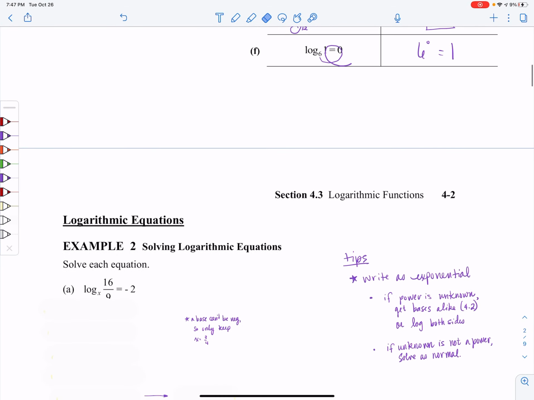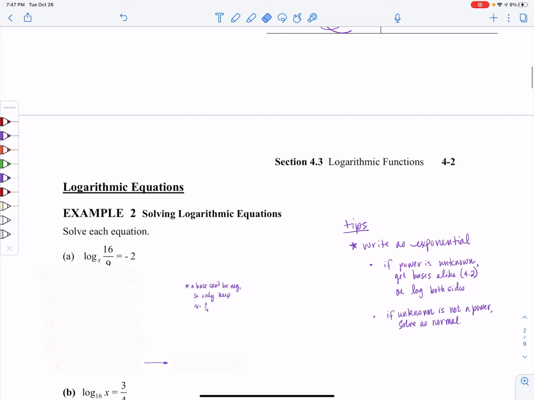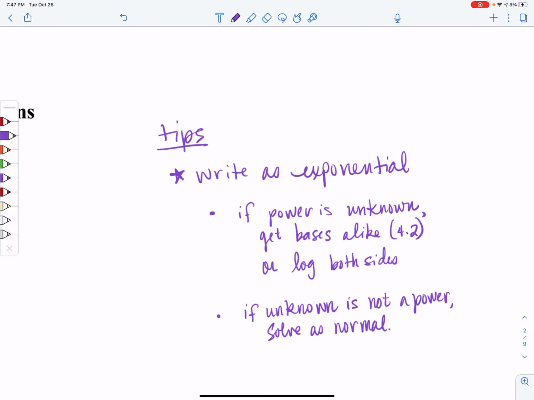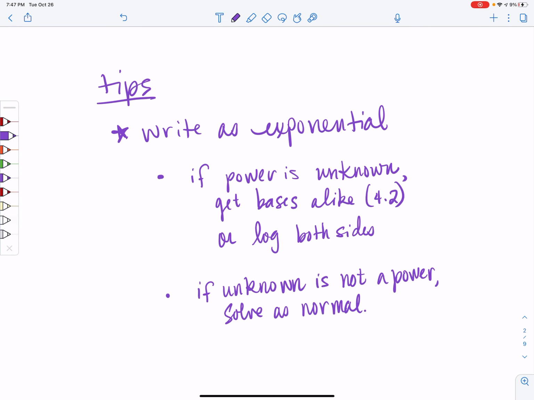All right, let's talk about some logarithm equations and solving them. You'll notice that we do here want to solve each of our equations. So here are some tips about this. First of all, write your logarithm as an exponential. If the power is unknown, you want to get bases alike like we did back in section 4.2, or you might log both sides, which is what we'll do in the future.